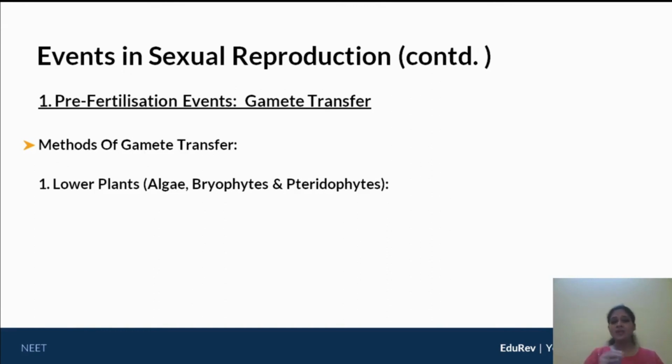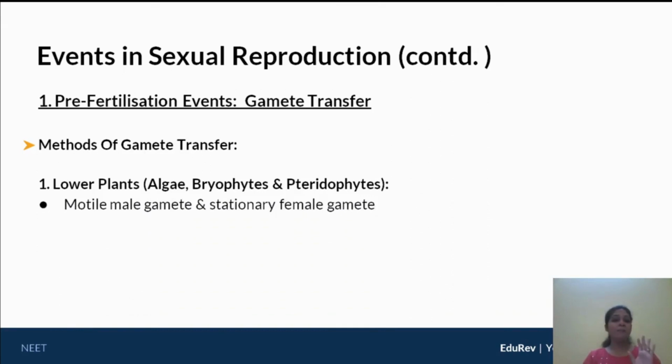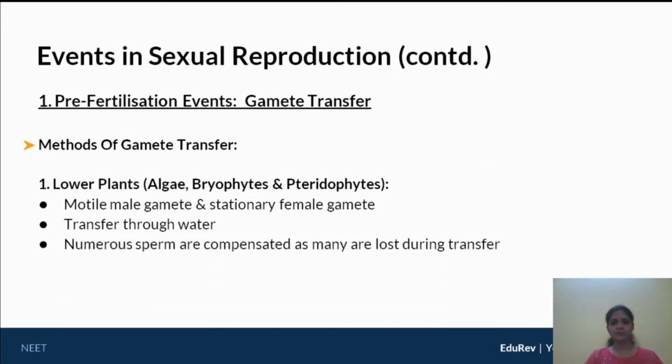Now, in these 3 types of plants, lower plants specifically, you will find that their male gametes are motile, but their female gametes are normally stationary. Okay. Now, if a male gamete is motile, or at least one of the 2 gametes is motile, most likely you will require some sort of watery medium. Okay. So the gametes are transferred from one parent to the other with the help of water as a medium. But there's a problem over here.